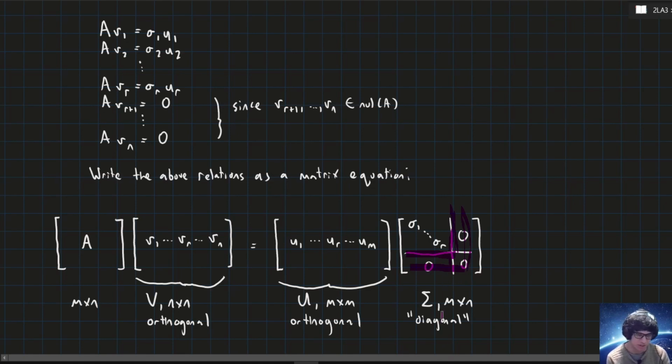So sigma is going to be the same size as A. It's going to be an m by n matrix, but we're going to have r, where r is the rank, many little sigmas on the diagonal. I write "diagonal matrix" in quotes here because this isn't a true diagonal matrix, since it's not square. But it only has non-zero entries on its main diagonal. So that's why it's sort of a diagonal matrix.